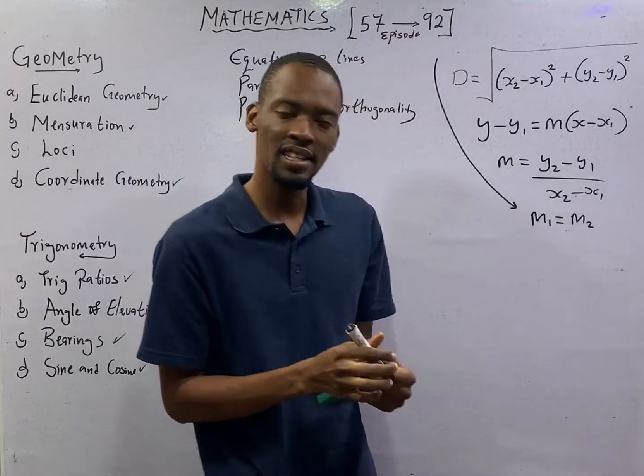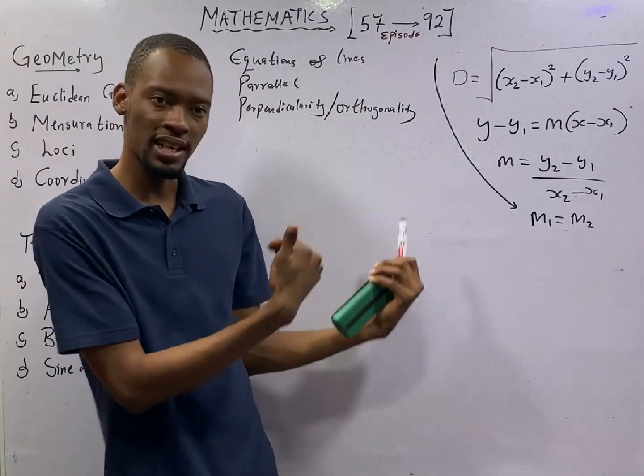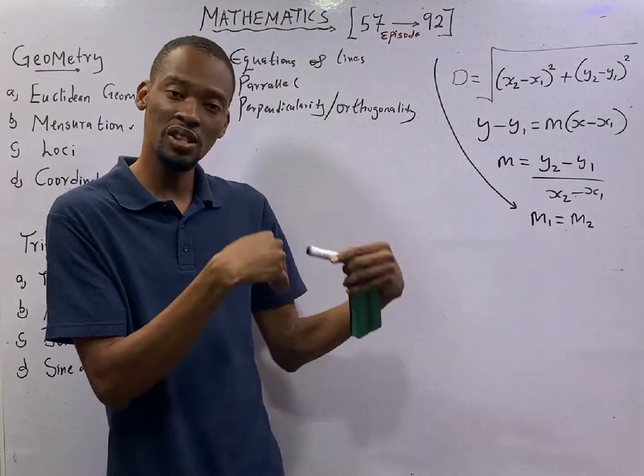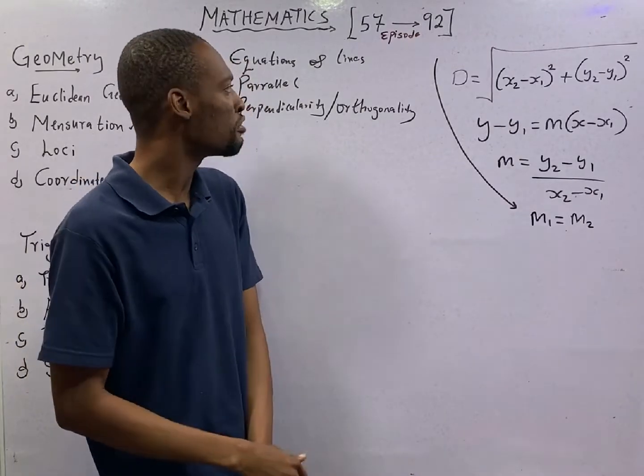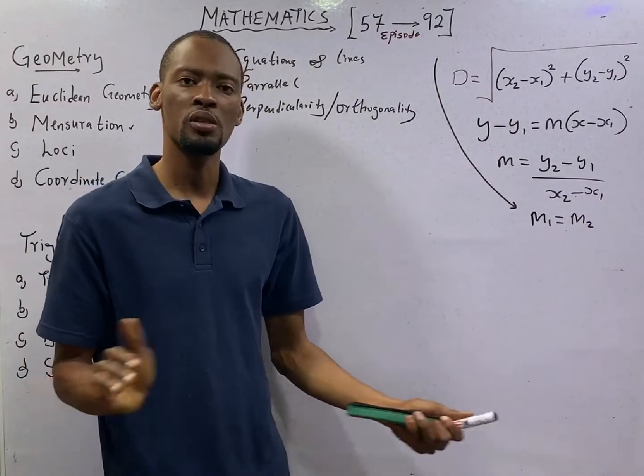If you are able to get the equation of the first line, you use the gradient gotten from the first line to calculate the equation of the second line. Life will be sweet for you. Don't worry, you will see questions.